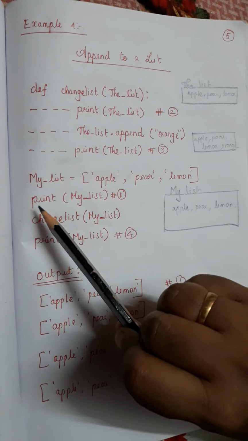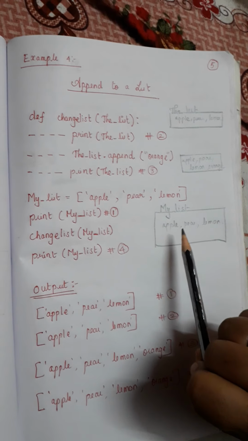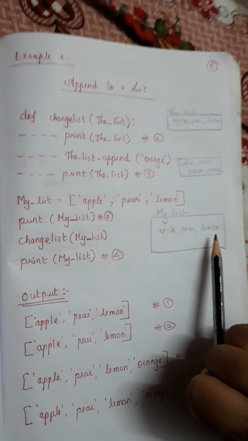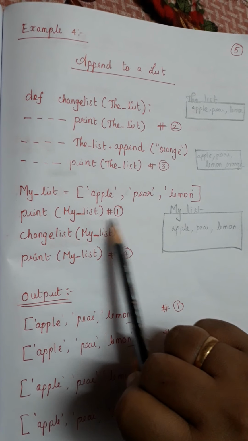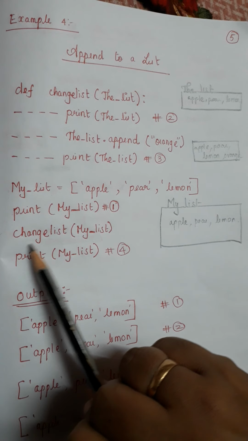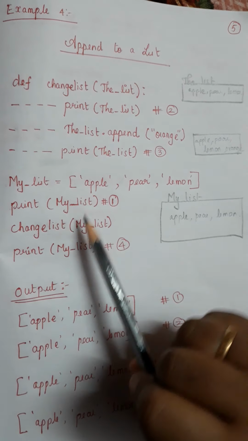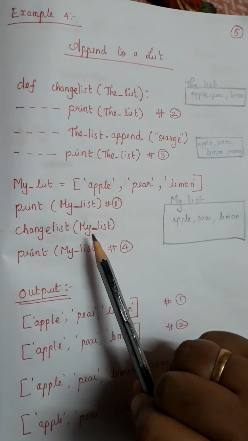I am printing this. So this is my list. Imagine this is the memory for my list. Apple, pear and lemon are stored in my list. Then I am printing the value of my list, so I will get apple, pear and lemon. Then I am calling the function change list, which I have defined here. My list is the input which I am passing to the function.